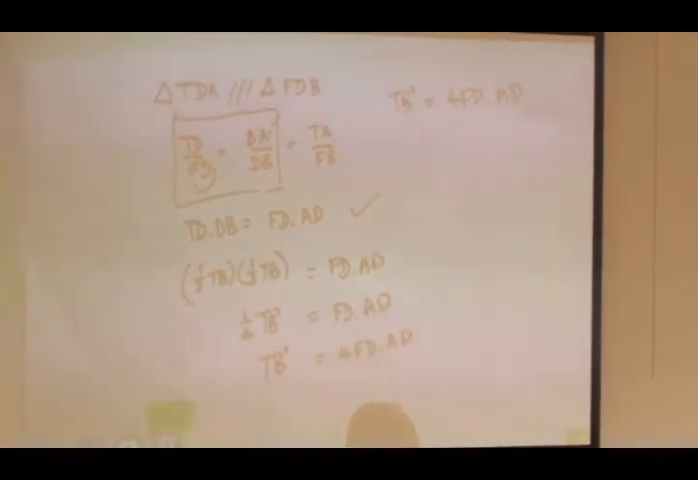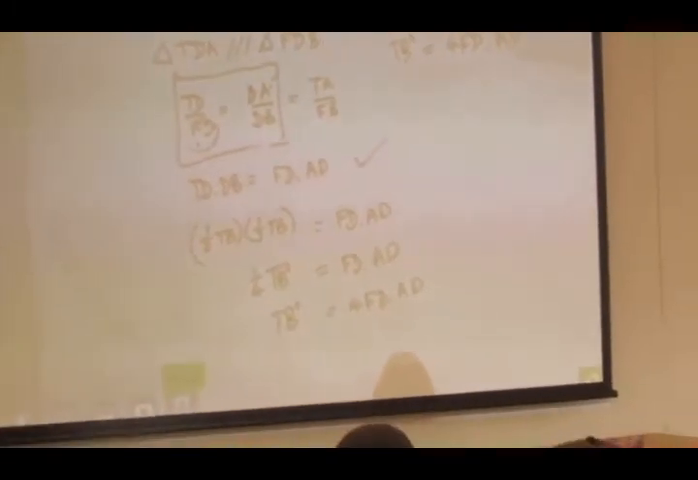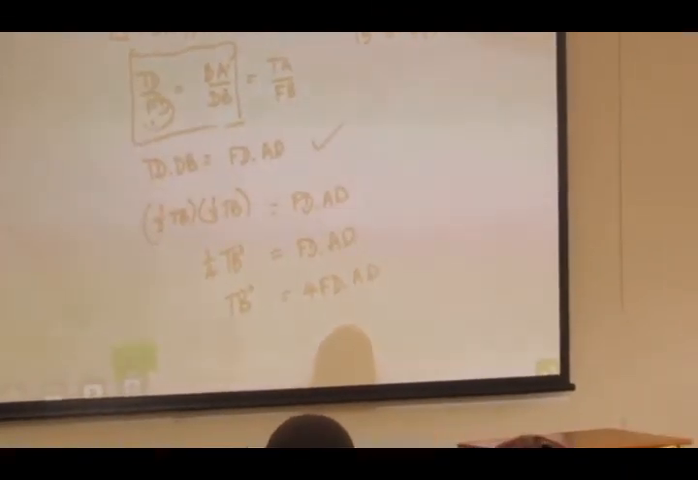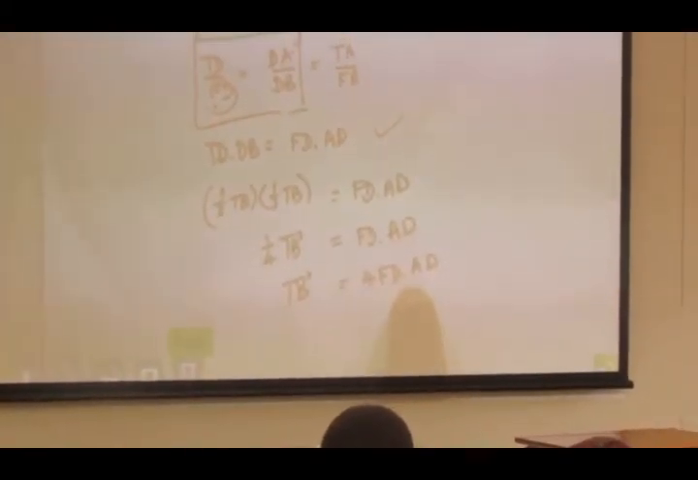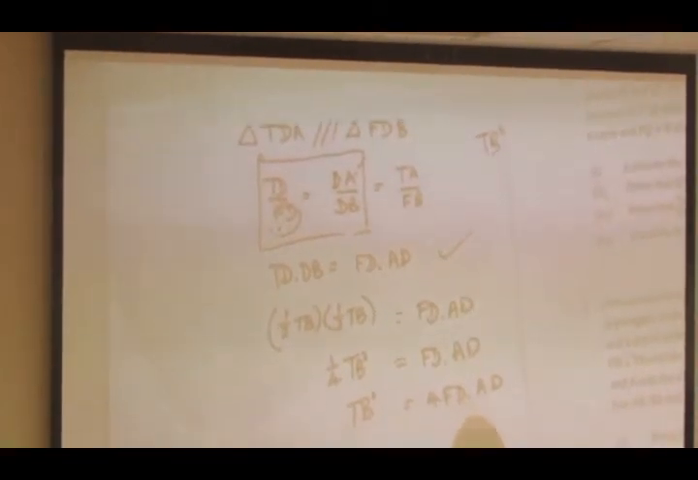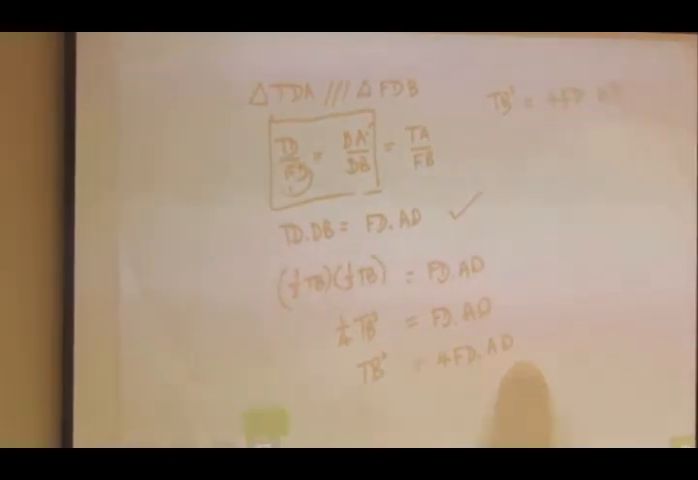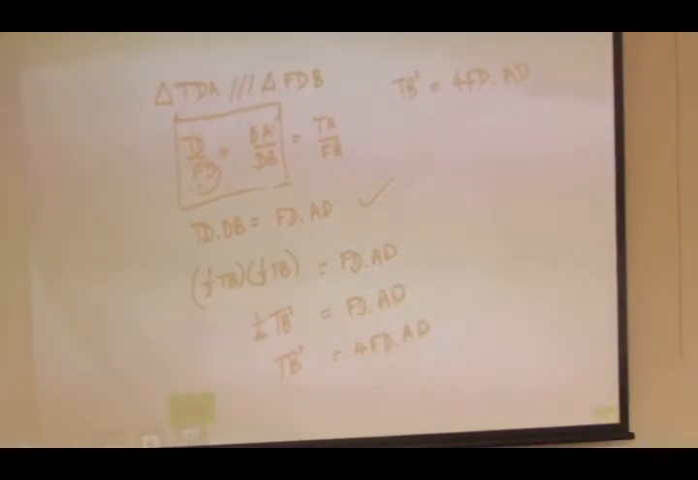What's working? Oh, the second one. Oh, it's not the same. Oh, sorry. But that's what I want to prove, isn't it? What's required to be proved? TB squared is equal to 4FD times AD. Oh, that's what I told you. Yeah, I didn't tell you it's tangent. Oh, sorry. But anyway, I'll rework this. I'll probably send it to you. I'll quickly make sure it actually works out right.